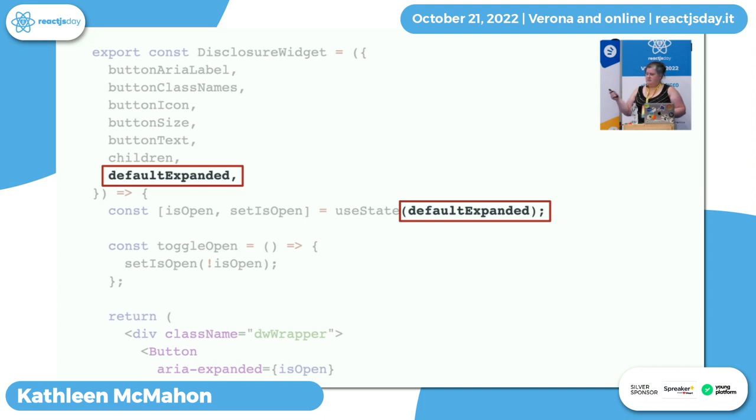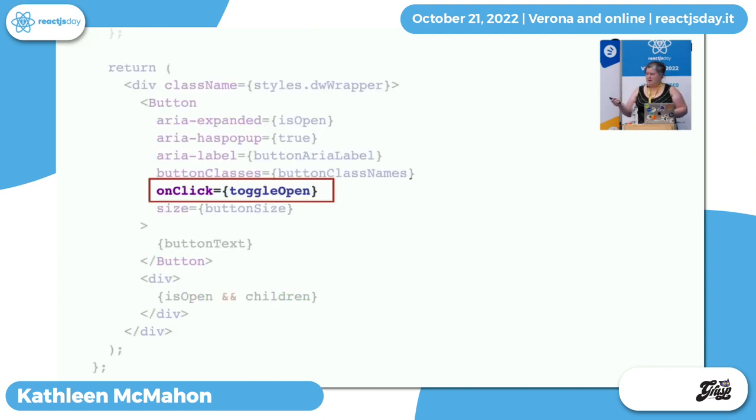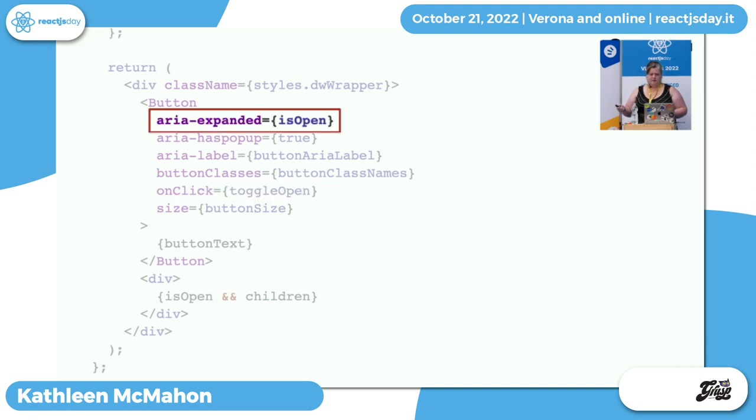Optionally, we can also pass in a default expanded prop instead as a Boolean if we want to, say we have a widget that we always want to start as default open. So we could have that functionality sent in to the state. Then we will create a toggleOpen function and pass in the setIsOpen function in there to toggle the state between true and false whenever we need that, and pass that toggleOpen function into our button's onClick synthetic event handler prop. And then we're going to pass in the isOpen value into the button's ARIA expanded prop.